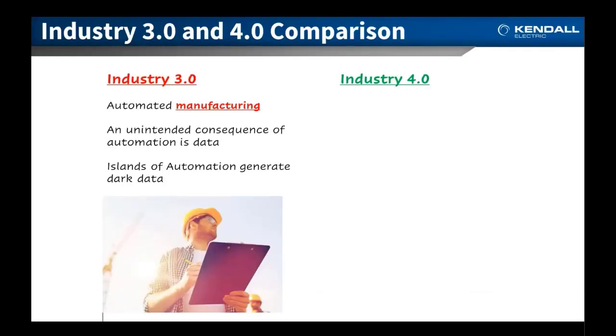Back to comparing Industry 3.0 and 4.0, and let's look at the differences between the two. Industry 4.0, again, is about automating your entire business, not just your equipment. Have you heard the term single pane of glass? If you haven't yet, you will soon. Single pane of glass means being able to see your business in all facets through one device.